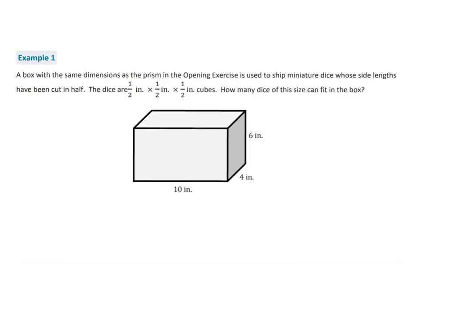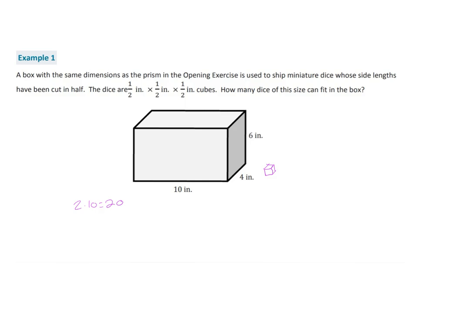Next question. A box with the same dimensions of the prism in the opening exercise is used to ship miniature dice whose sides have been cut in half. The dice are 1/2 inch times 1/2 inch times 1/2 inch cubes. How many dice of this size can fit in the box? If that purple thing is our cube, 2 cubes can fit in 1 inch across the length. So the length would be 20 cubes, because 2 times 10 is 20.